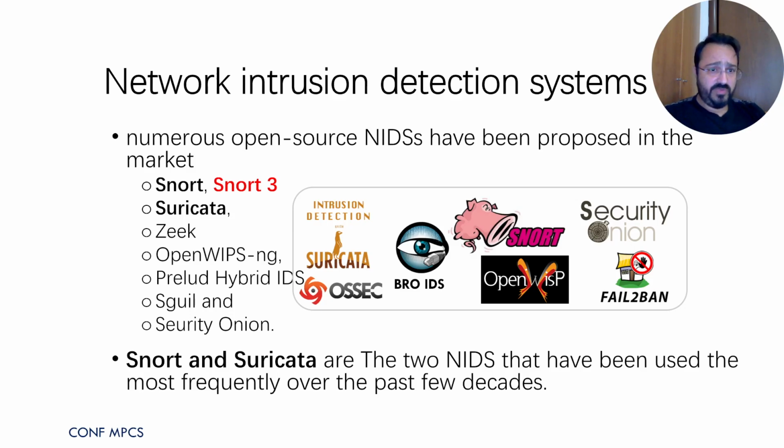Here we're going to deal with two of them, not Zeek, the former Bro IDS, but just the two, Snort and Suricata, which have been running for decades.